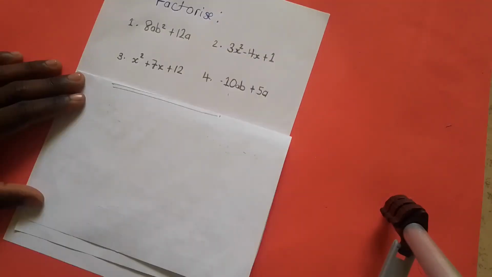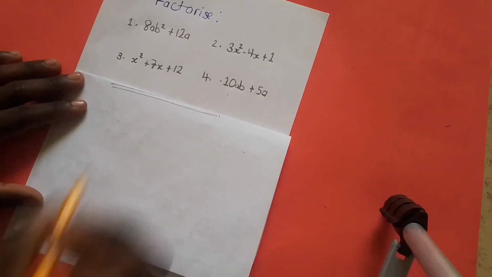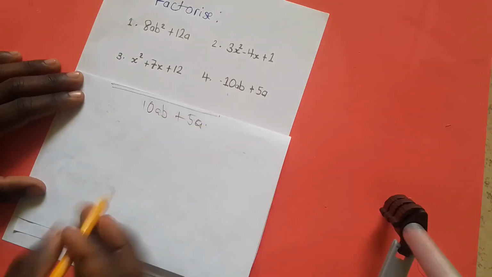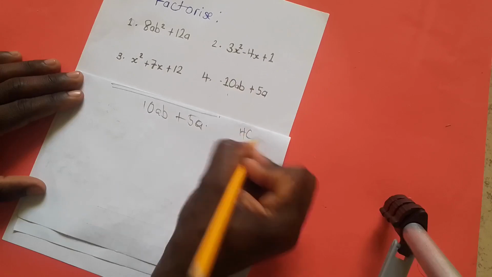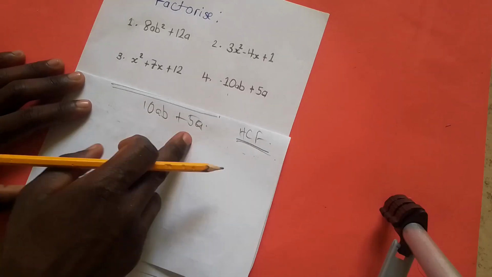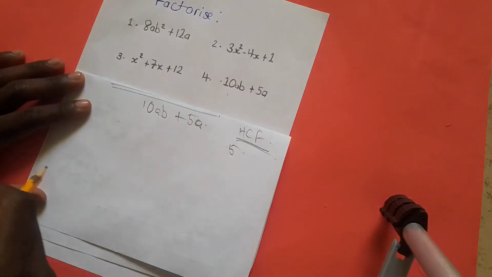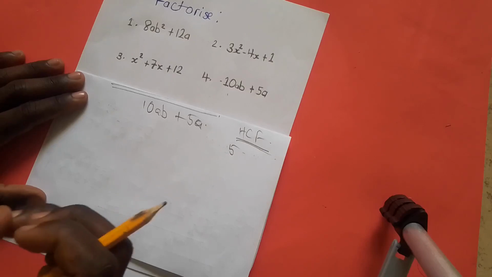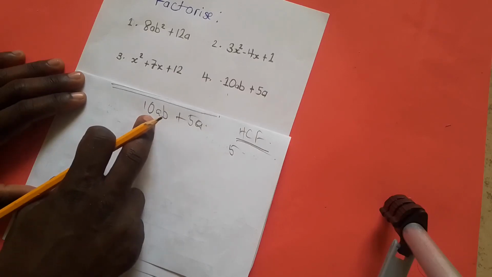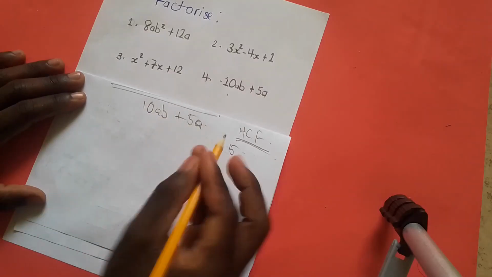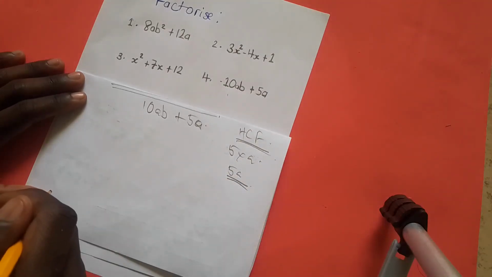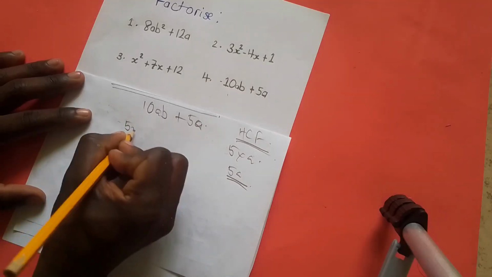So the last question is saying 10ab plus 5a. What is the highest common factor? The highest common factor of 10 and 5 is obviously 5, right? Then what is the variable that is common in all the terms? The variable that is common in all the terms is a. a is present in the first term and a is also present in the second term. So 5 times a, 5a is our highest common factor. I hope that was clear. Then we factor it out.